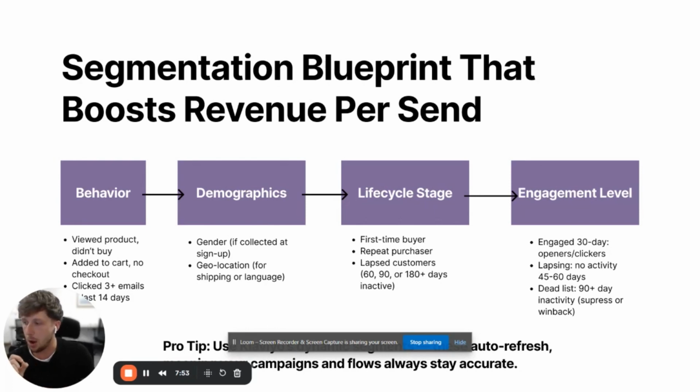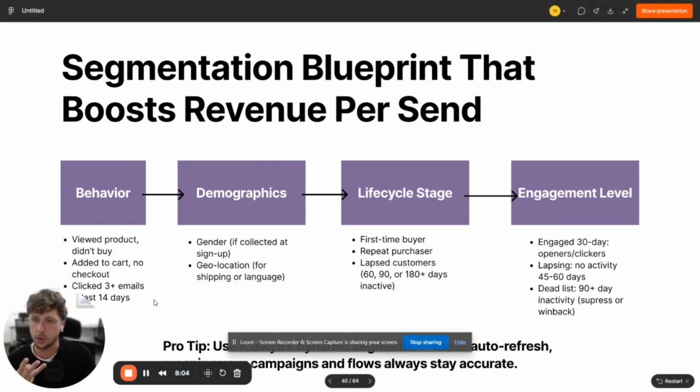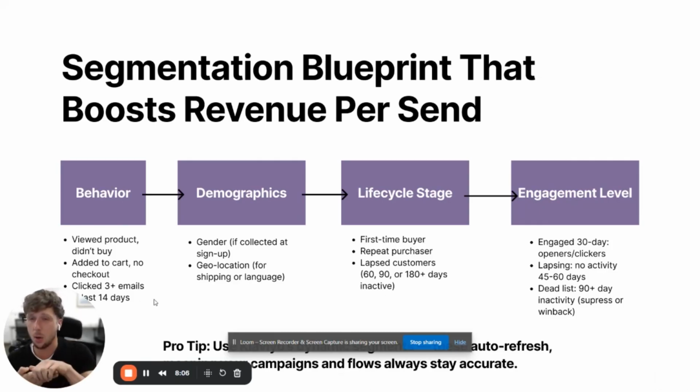We want to break down our audience into these 4 categories. So we have behavior. For example, viewed product, didn't buy; added to cart, no checkout; clicked 3+ emails in the last 4 days. It's based on how they're interacting with the website and with the emails we're sending. It starts with behavior, because when we know how they behave, we know what to target and message them with.